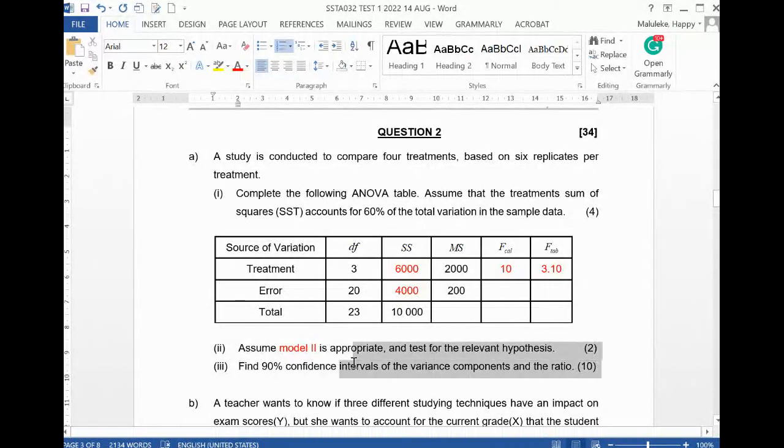Roman figure 2. I asked you to give me the 90% confidence intervals for various components and the ratio. This question was also there during the tutorials, right? So you are not seeing this question for the first time. It was there during the tutorials. So allow me to go to the whiteboard so that I use only 2 minutes to do this. So what was expected from you is this.